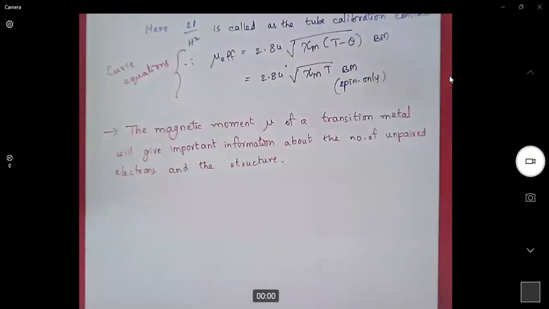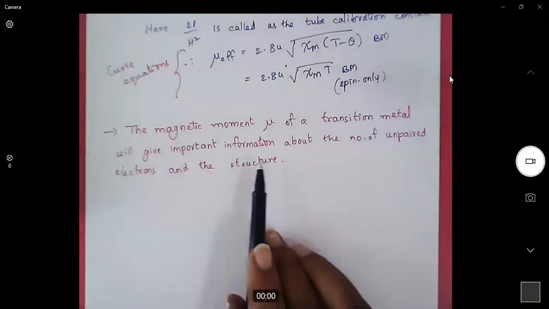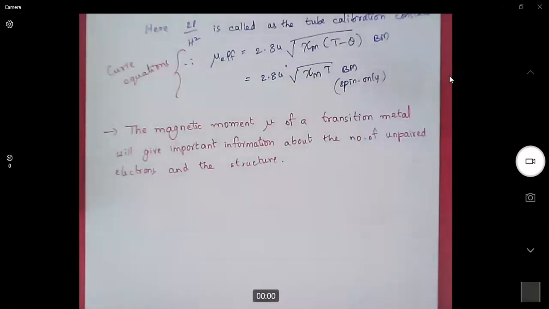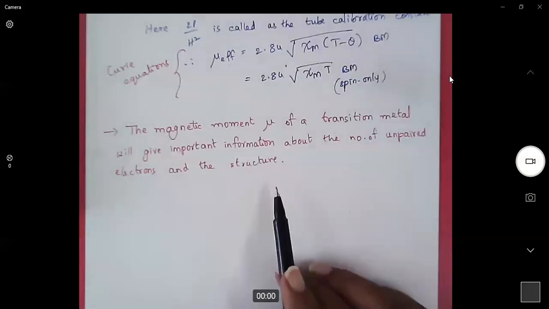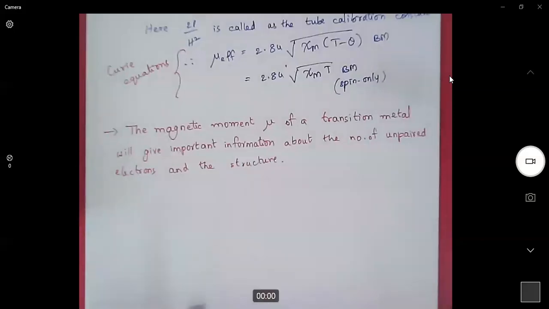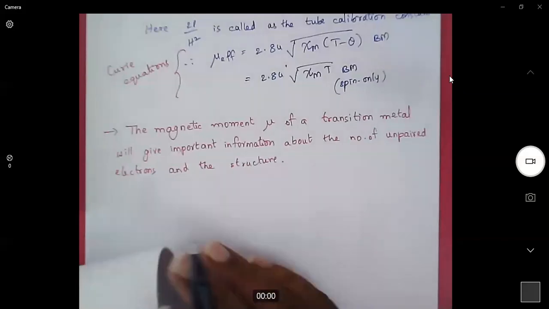We were discussing measurement of magnetic moments. Now we will discuss the importance of magnetic moment. The magnetic moment mu of a transition metal will give important information about the number of unpaired electrons and the structure of the molecule.